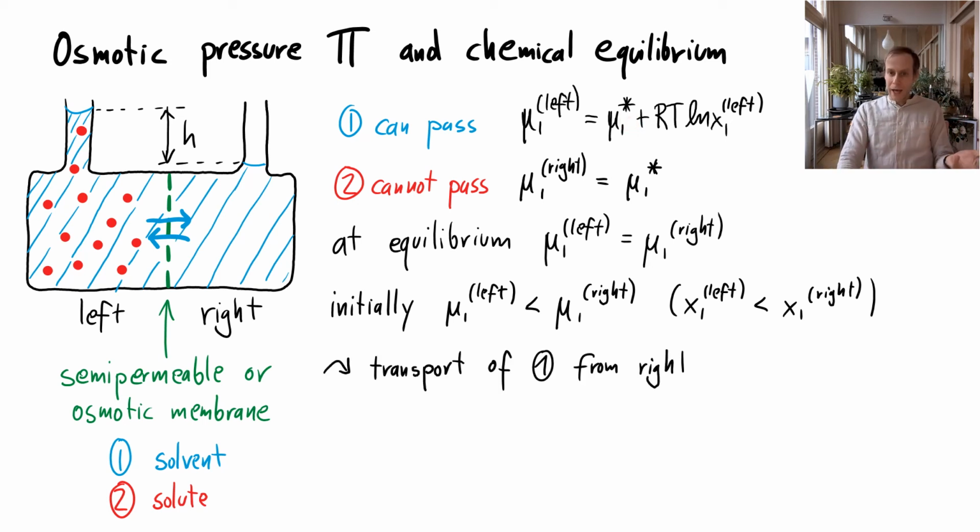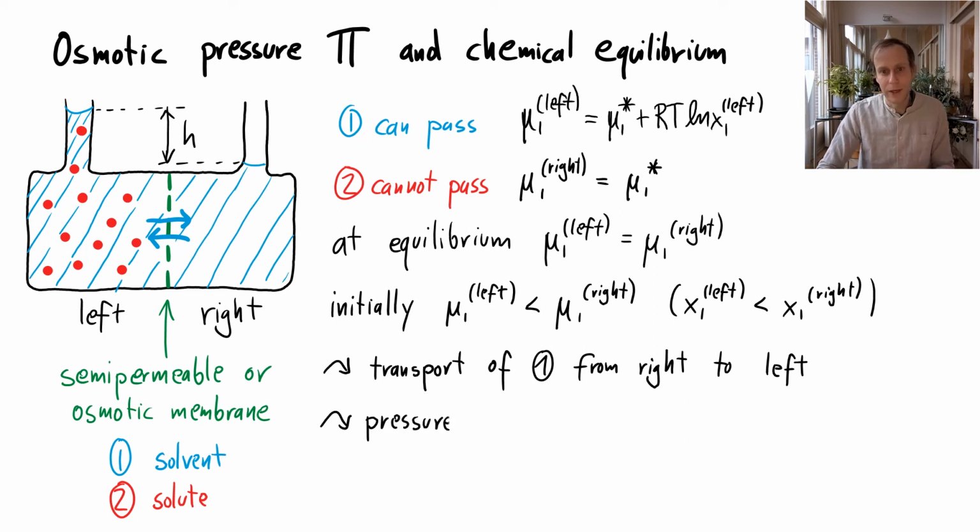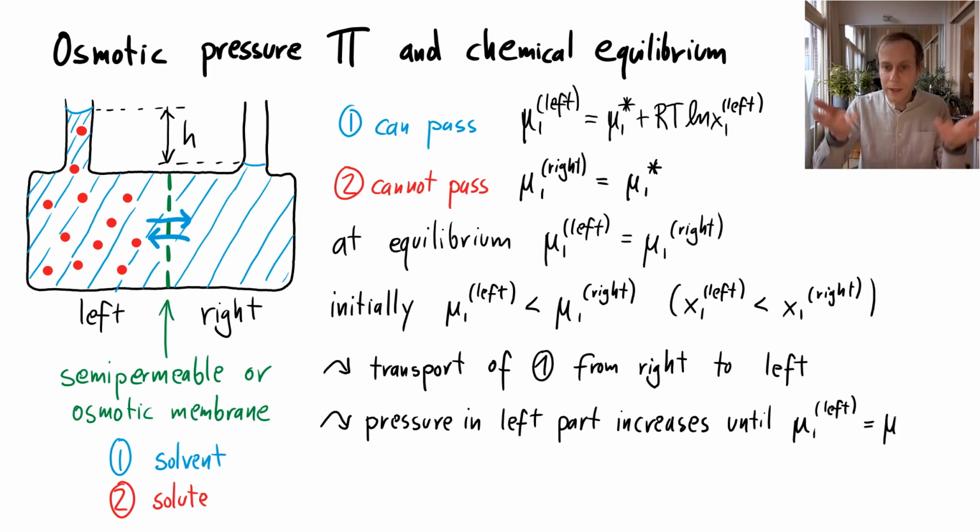So what happens as a result is, due to this difference in the chemical potential, where we have a lower chemical potential on the left and a higher chemical potential on the right, there will be a transport of solvent from right to left. And that will cause the pressure in the left container to increase, because we add more molecules to the left, more solvent molecules. And that will happen until the chemical potentials in the left and in the right are the same, which is the equilibrium condition.